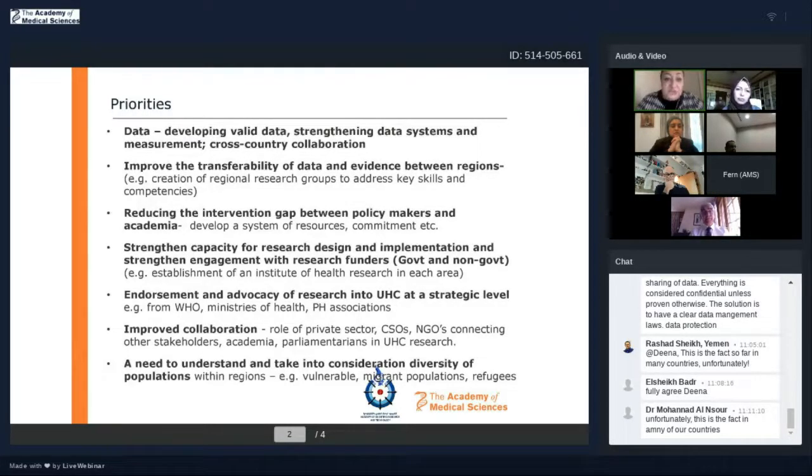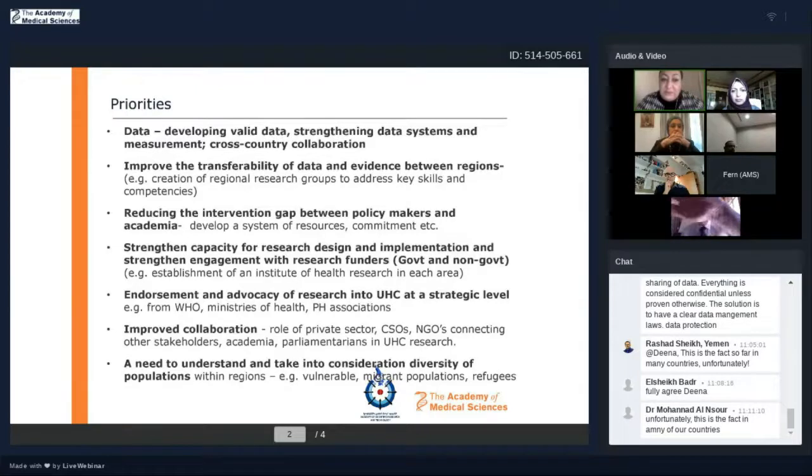And then we have reducing the intervention gap between the policymakers and academia. Develop a system of resources, commitment, and I would add capacity building. And it's not only about policymakers and academia, but also other disciplines that are needed if we're talking about health with its social determinants as well.